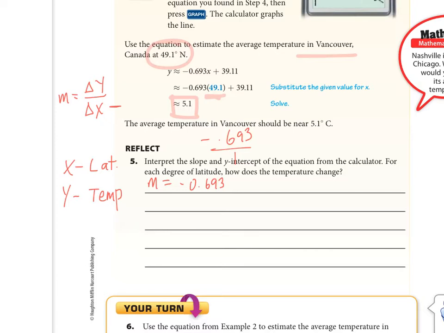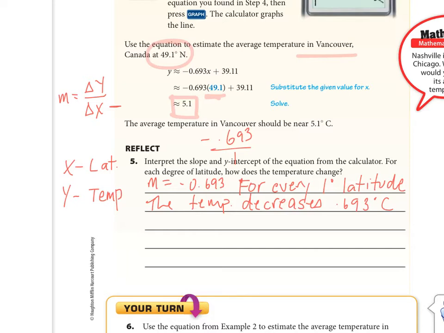So let's put some units on that. Again, x is latitude. So for every 1 degree of latitude, what happens to the temperature? The temperature decreases 0.693 degrees, and we're in Celsius here, I do believe. Okay? So that's the interpretation of slope, which kind of sounds weird. For every 1 degree of latitude, the temperature decreases 0.693 degrees Celsius.